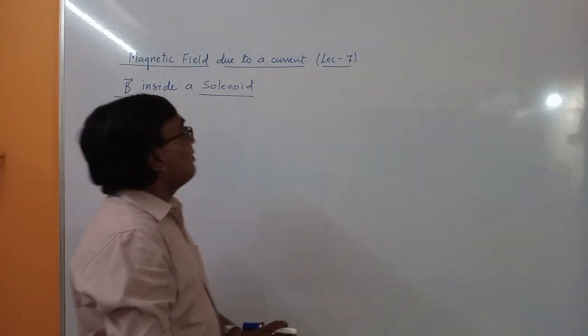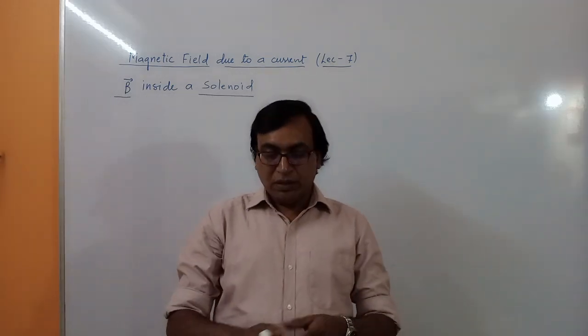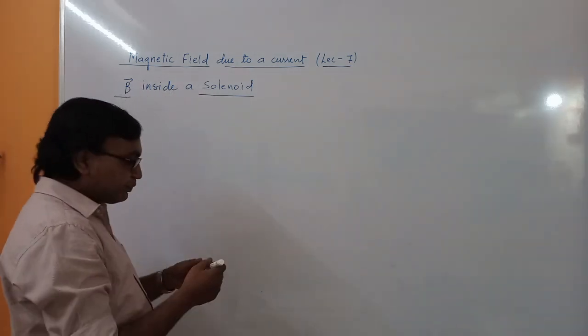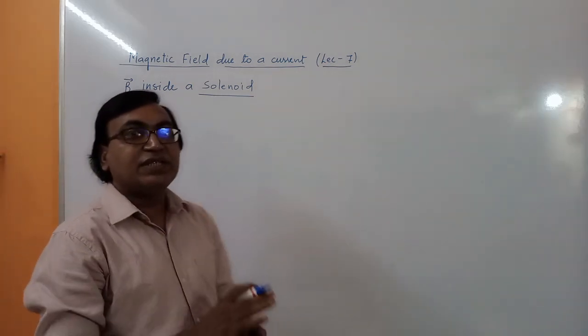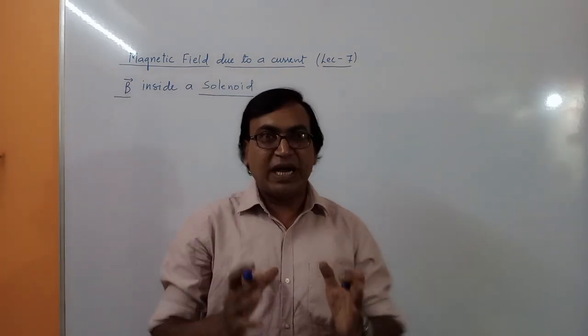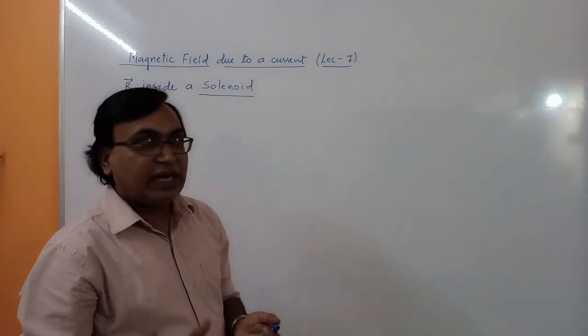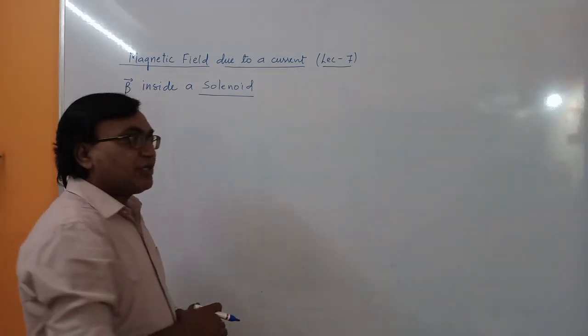Welcome to lecture 7, magnetic field due to a current. In this lecture we'll see the magnetic field inside a solenoid. Before that, let's see the magnetic field lines for a natural magnet, a bar magnet. And later we'll see the magnetic field lines for an electromagnet, that is a circular loop or a straight current carrying wire.